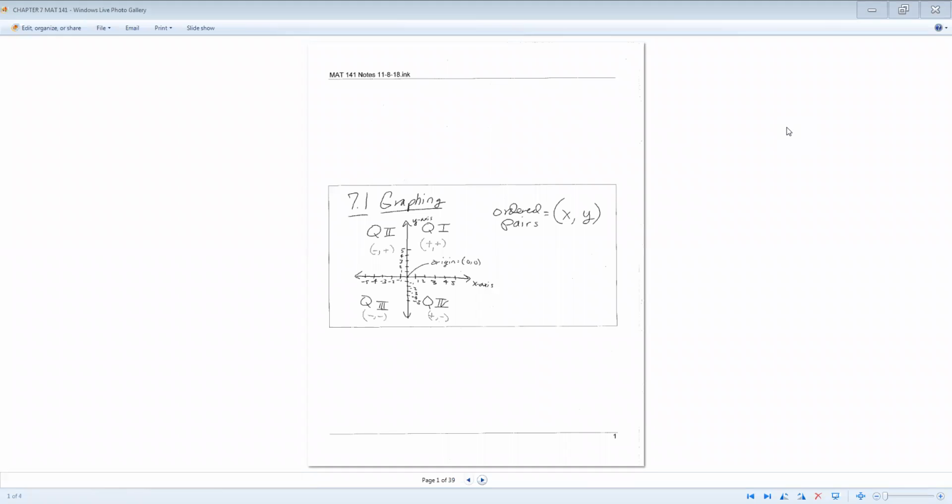All right, so this is a walkthrough of the third packet of notes that I gave you. Probably going to break this up into 2 videos. So this is the first one. So starting off with graphing.